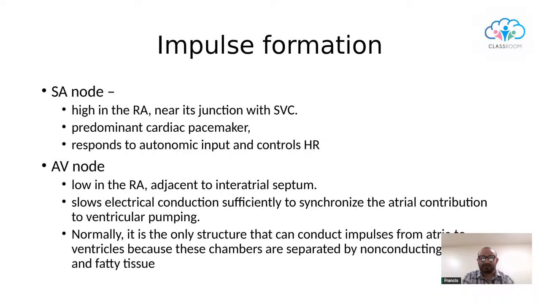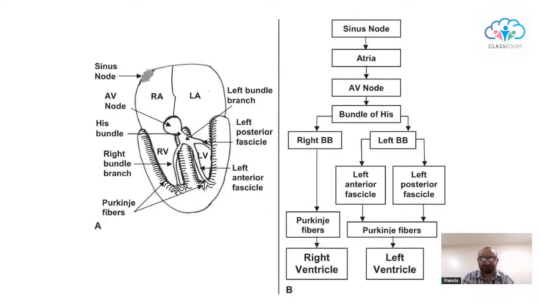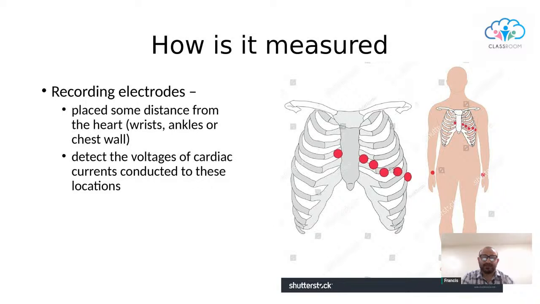non-conducting tissue. So this is the pathway of electrical activation, starting off with the SA node high up in the atrium, going down towards the AV node, and lower down to the bundle of His, bifurcating into the right bundle branch and the left bundle branch. The left bundle branch further bifurcates into the anterior and posterior fascicles, finally ending up in the Purkinje fibers, going into the ventricles.